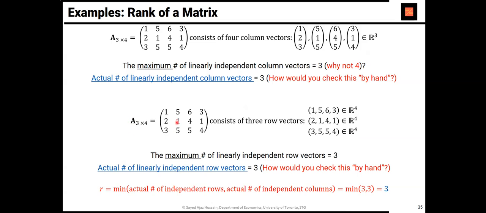Now you have a different interpretation. Now you have 3 row vectors, each of which is sitting in R4. Of these three row vectors sitting in R4, what's the maximum number of linearly independent vectors? Three. So the rank of this big giant matrix is the minimum of the actual number of independent rows, which is three, and the actual number of independent columns, which is three. The min of three and three is three. And that's the rank. You can click that link to see how it's done in Wolfram Alpha.